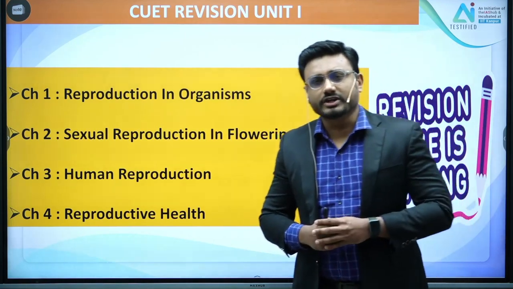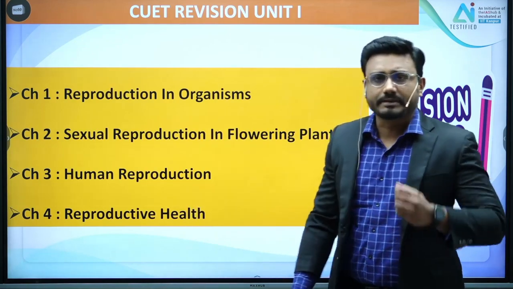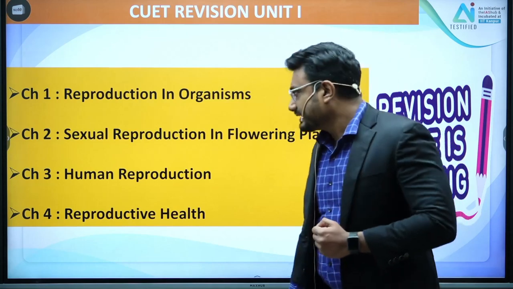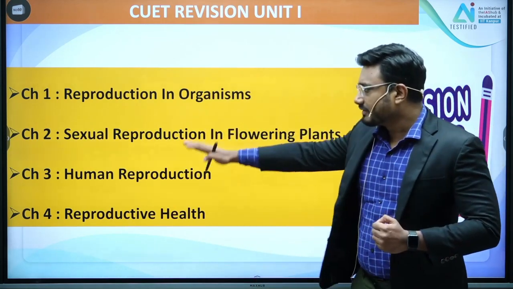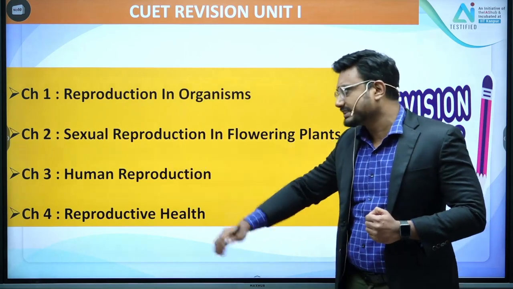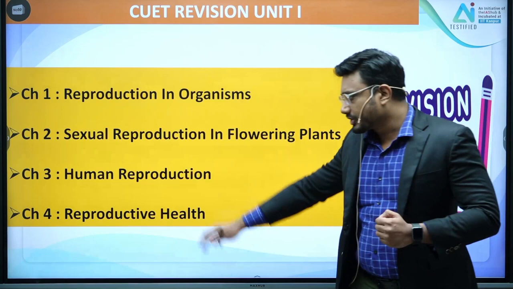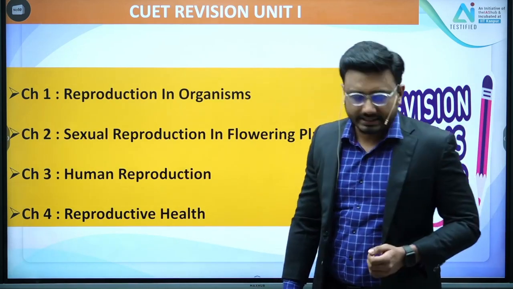In this video lecture, we will go through the revision of the following 4 chapters present in Unit 1 for the Biology entrance CUET test. That is chapter 1, reproduction in organisms. Then we will revise the important concepts of sexual reproduction in flowering plants. After that, we will learn the important concepts of human reproduction. Then we will go through reproductive health.